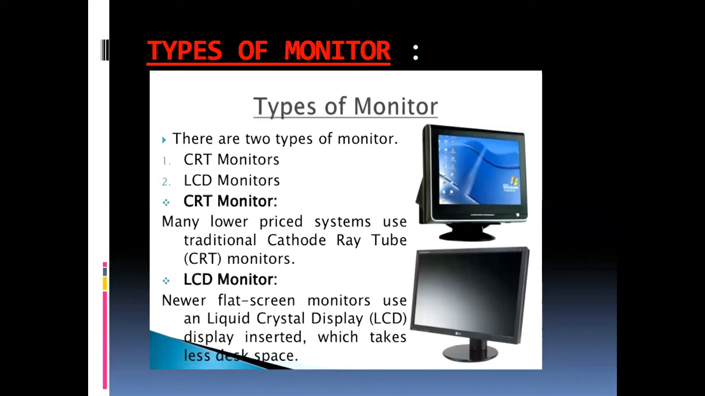A CRT monitor is similar to the television screen and also works in the same way. It uses a large vacuum tube called a cathode ray tube. CRT is the technology used in most older televisions and computer display screens. A CRT works by moving an electron beam.